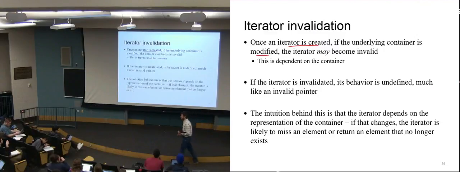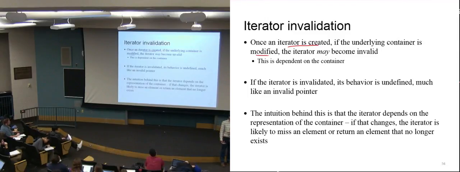That's kind of like if you have a pointer to an array and then you delete the array, does the pointer still point to the same address? Yeah. Is the array still there? No, it's an invalid pointer. Similar things can happen with iterators. So the general idea is if the container under the hood changes, then the iterator could become invalid.